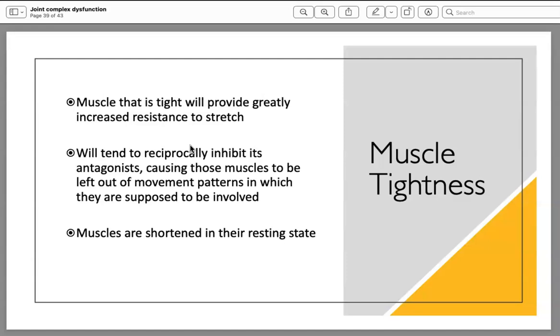Since it inhibits those antagonists, those muscles that are now inhibited or left out of that functional movement pattern usually don't activate or become weakened because they're not being involved in the typical movement pattern that they should be. When we think of muscle tightness and shortening, we're thinking of these shortened muscles even in their resting state. So even without activation, they are presenting as tight. The thing that I'm thinking about right now, adaptively shortened, is our pec minors, for example.